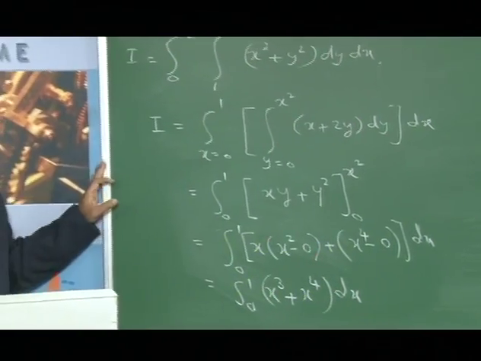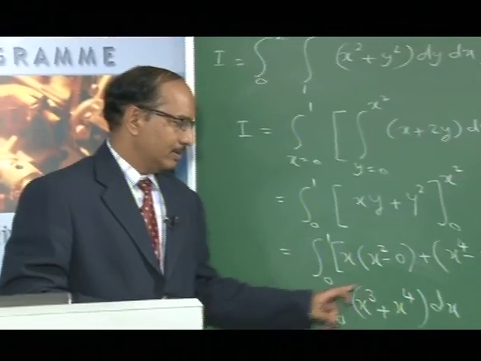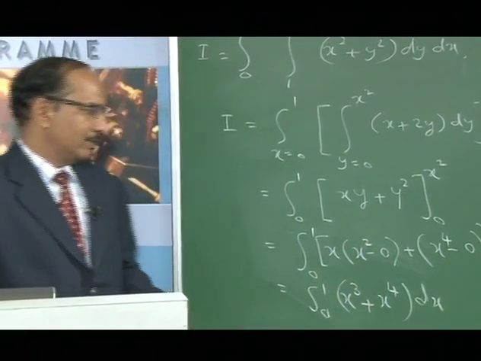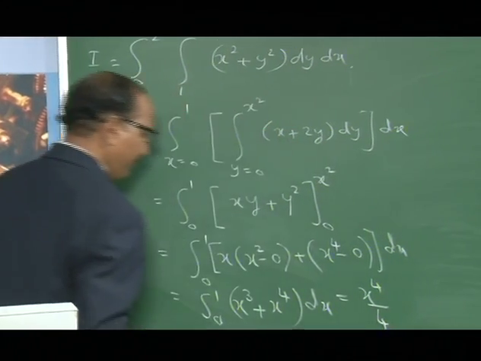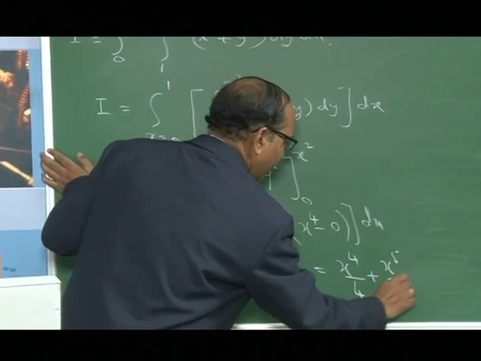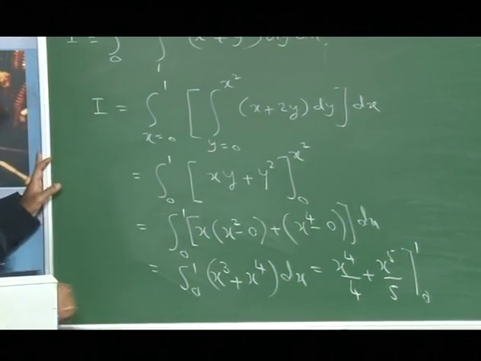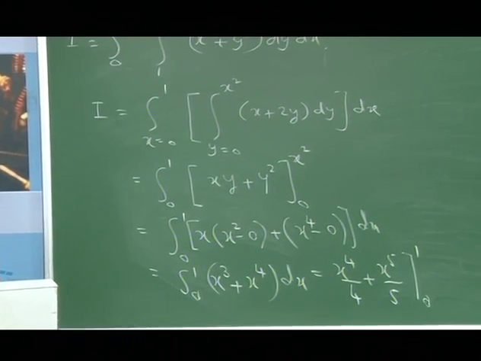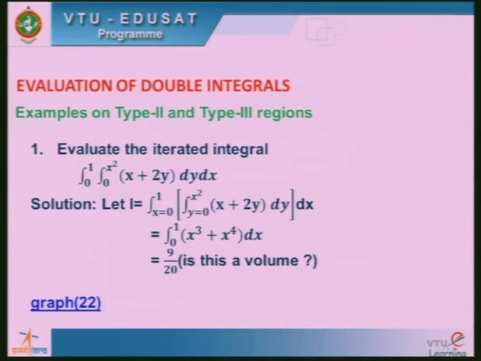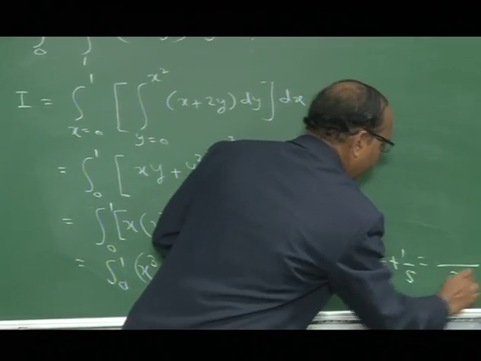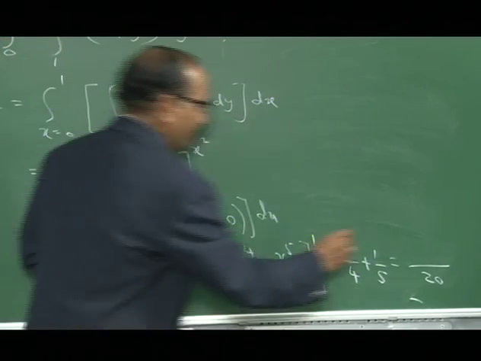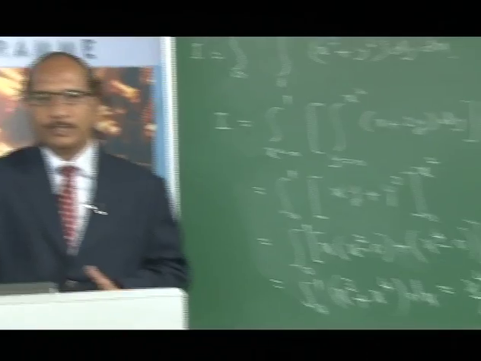So, after the integration with respect to y, that becomes a function of x. It should not contain the y terms here. It is a function of x. Next, integrate this: x cube integration is x raised to 4 by 4, x raised to 4 integration is x raised to 5 by 5, from 0 to 1. Simplify that, putting x equal to 1, that is 1 by 4 plus 1 by 5, and the lower limit 0 gives 0 there. So, adding these two, 20 is the LCM. The numerator you get is 5 plus 4, that is 9. So, the value of this iterated integral is 9 by 20.